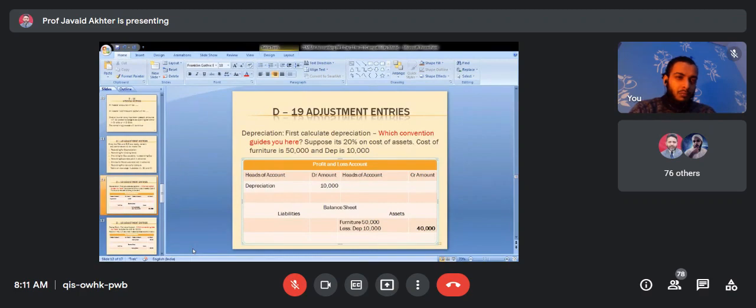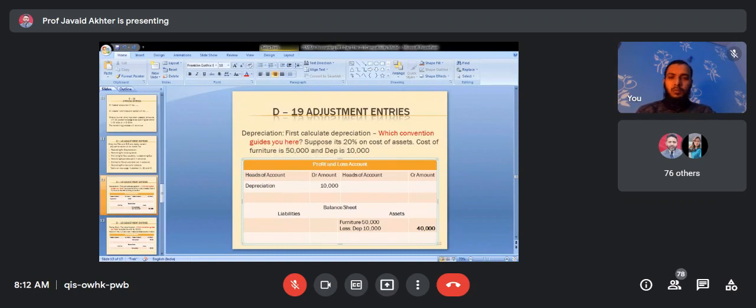Can you recall the abbreviation of a word? WDV. Sir, written down value. Correct. It is written down value. So this is how depreciation can be adjusted.